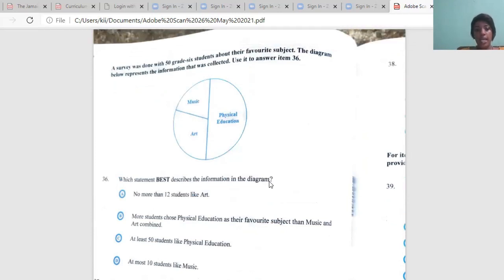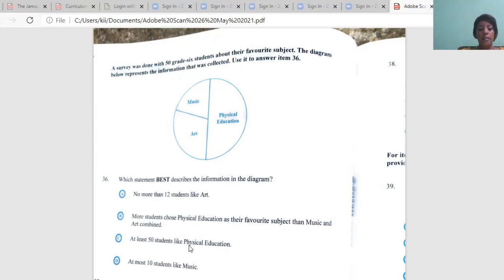No more than 12 students like art. So if this is 50 and this is more than a quarter of 50, and a quarter of 50 is 12.5, so that is not correct. More students chose physical education as their favorite sport than music and art combined. No, because music and art combined is 25%, and that 25% is also for physical education.